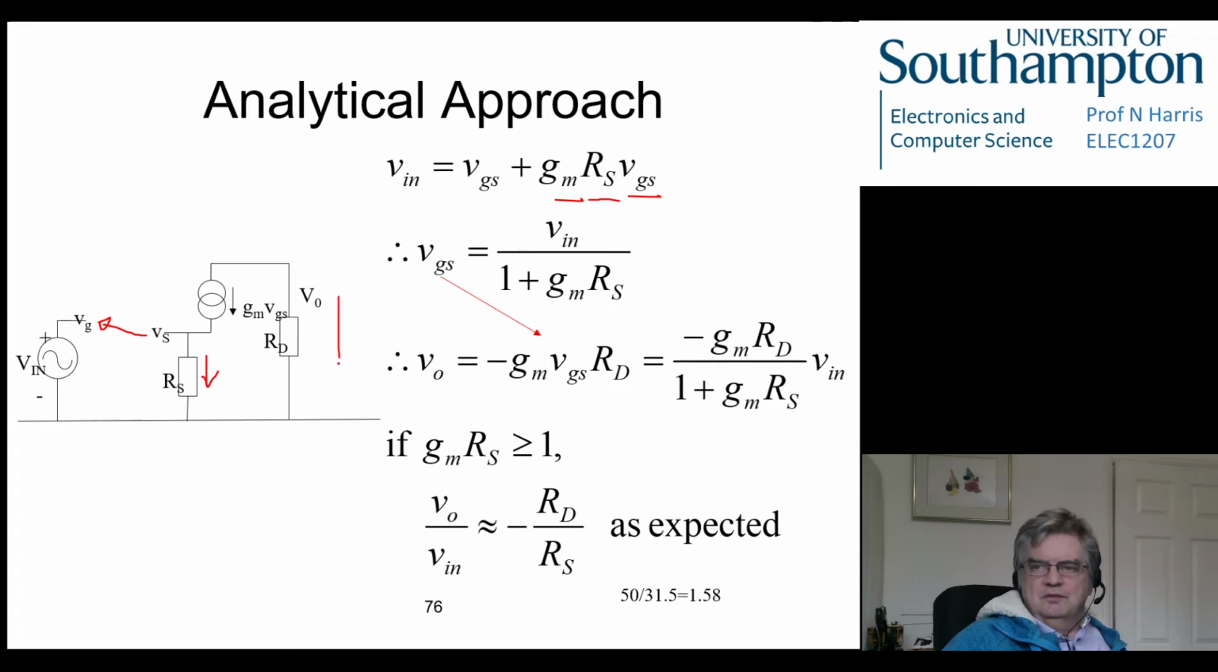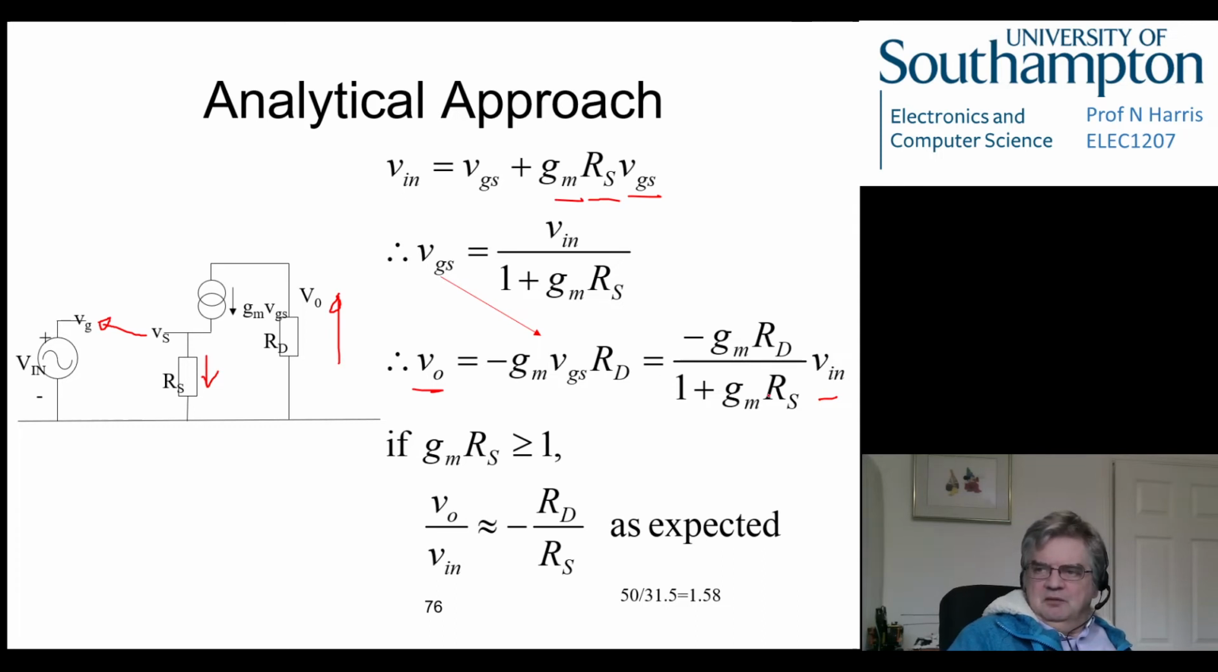voltage across this resistor here, and that's going to be GM VGS, that's the current flowing through here, times RD, which is what we had before. But now VGS is no longer V in, it's this expression here. So we have to drop that in to VGS here, and this gives us this expression here. So now our relationship between V in and V out is a little bit more complicated.